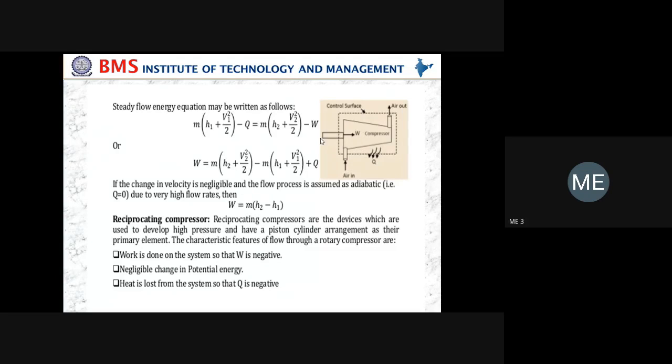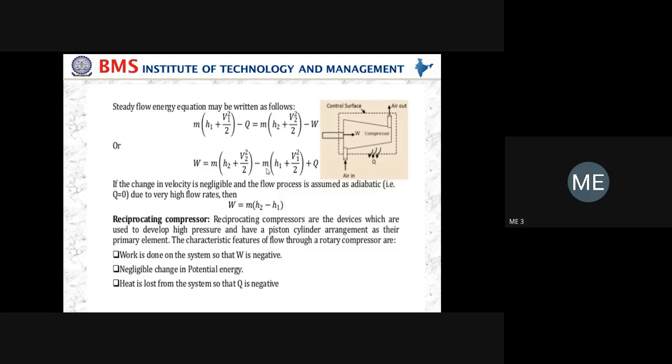Suppose you take the datum line at the center line, that means Z1 and Z2 remain the same. And Q: suppose you are not providing an adiabatic wall, the heat is lost to the surroundings. Okay, so you have to take Q as minus. So m into H1 plus V1 square by 2, neglecting Z1 and Z2, minus Q, equals m into H2 plus V2 square by 2, minus W. After simplifying, we get this equation, as our aim is to find the expression for W, because it is a work absorbing device: m into H2 plus V2 square by 2 minus m into H1 plus V1 square by 2 plus Q.